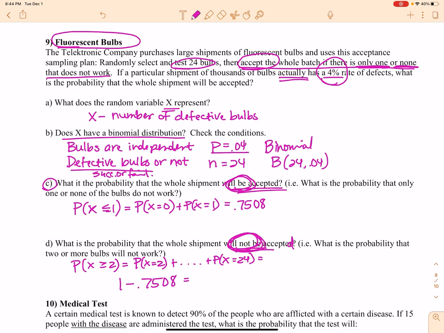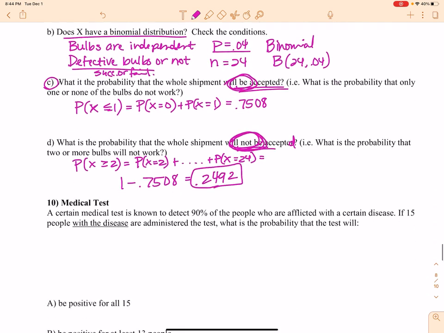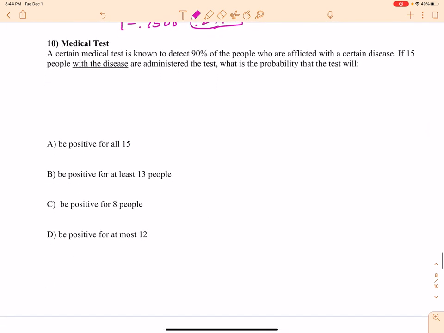Okay, that gives me 0.2492. Neato speedo. Pretty cool, huh? You're welcome. All right, so I'm going to go ahead and do the next example here.